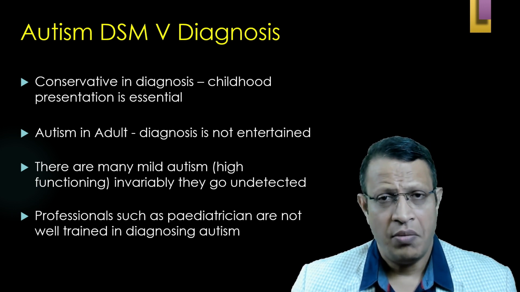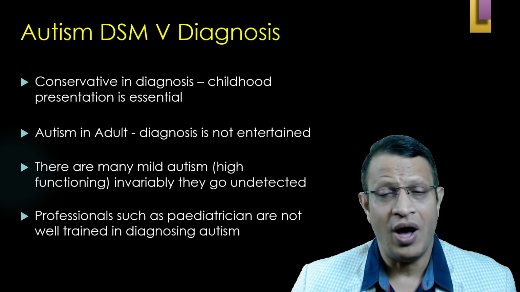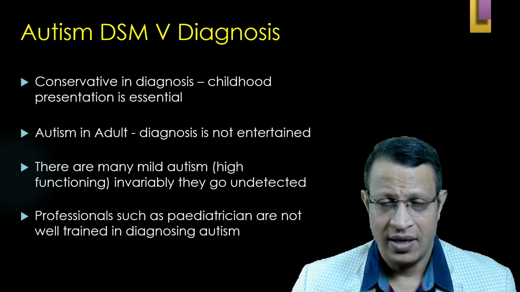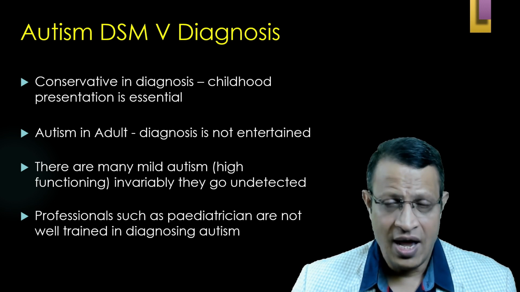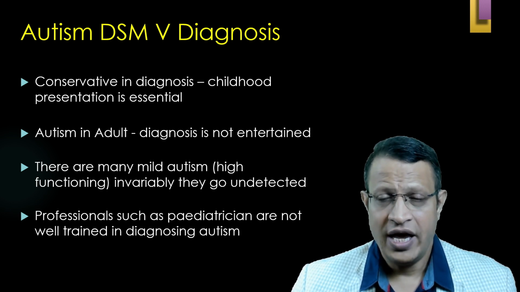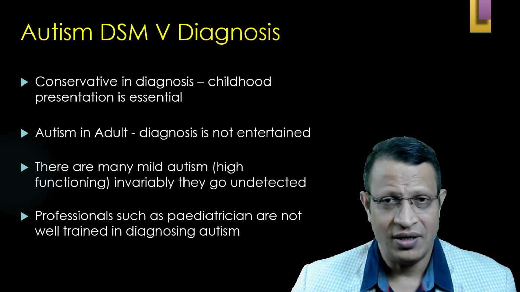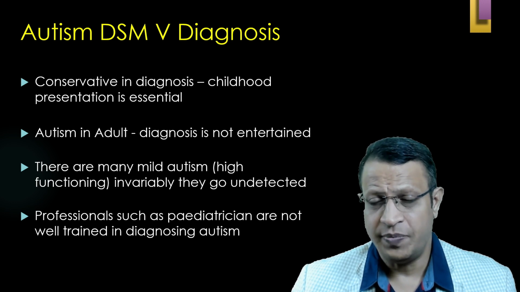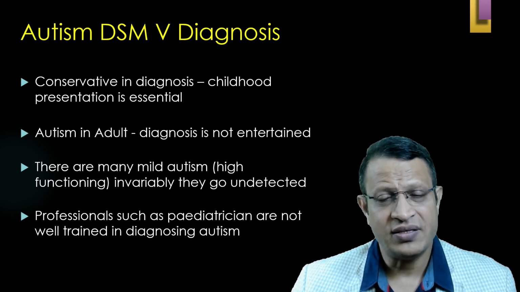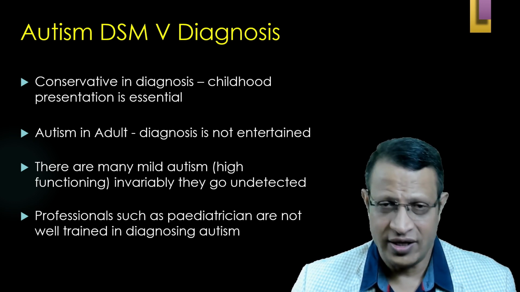There are many people with mild autism or high-functioning autism. Invariably, they go undetected in families and especially in societies where mental health human resources are very less and access to services is minimal. In such a scenario, there is a high possibility a child with autism will grow up without even getting a single consultation with a mental health professional. Further, professionals such as pediatricians, nurses, and various other health professionals are not trained in neurodevelopmental disorders, including autism.